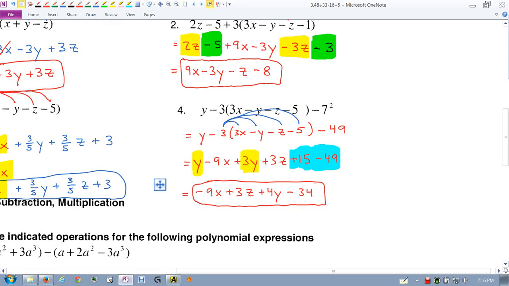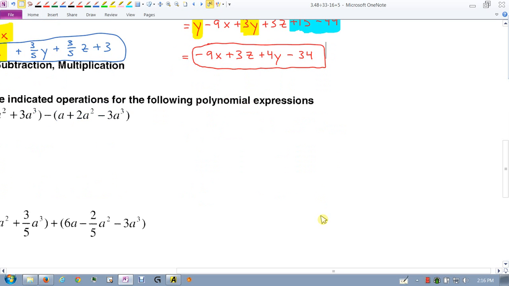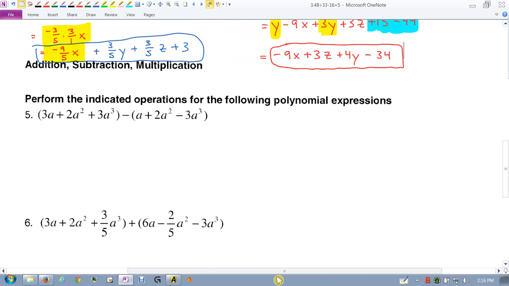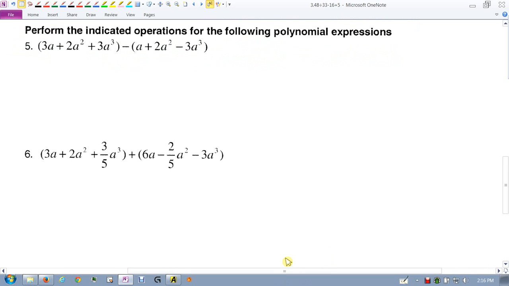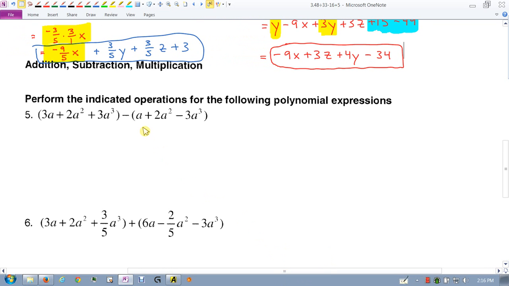All right. Next problem. Perform the indicated operations for the following polynomial expressions. So I have a big set of parentheses around 3 separate terms. I've got another set of parentheses here. In between the two, I have the operation of subtraction. So what we want to do is visualize out in front of this first parentheses a 1. See it? And then this minus right here really represents a negative 1, right?